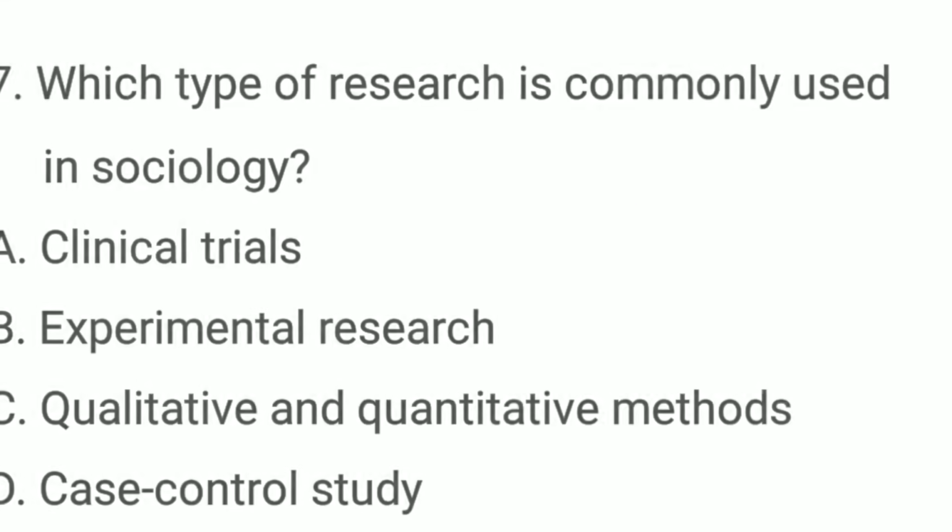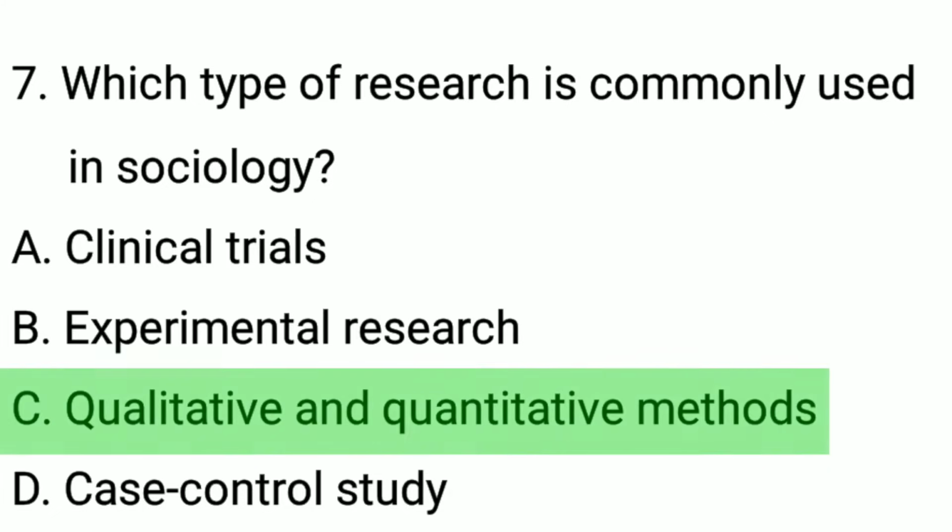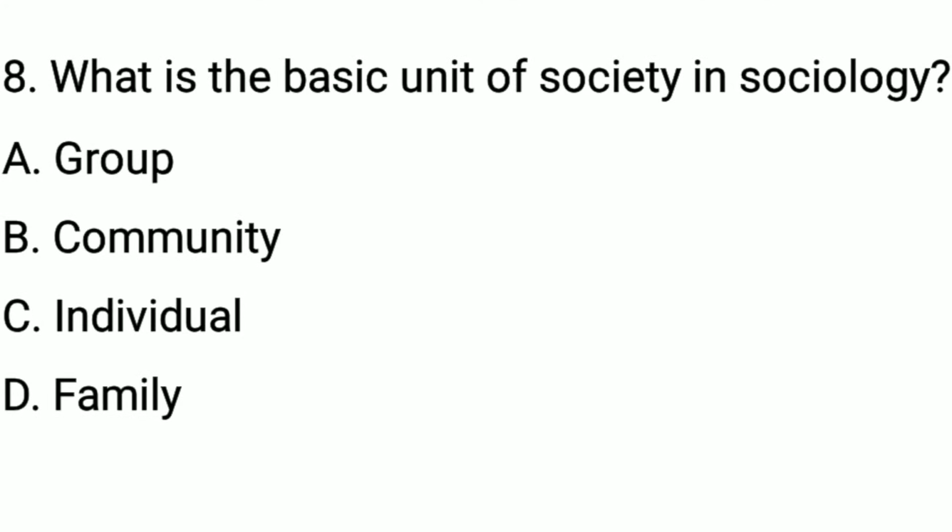Question number 7. Which type of research is commonly used in sociology? The right option is option C, qualitative and quantitative methods. Question number 8. What is the basic unit of society in sociology? The right option is option D, family.